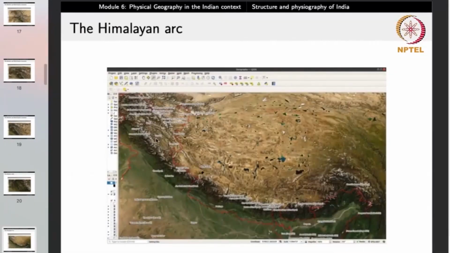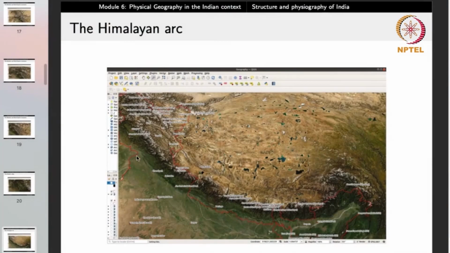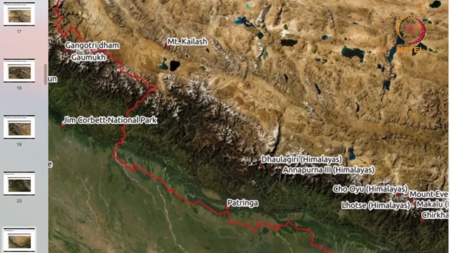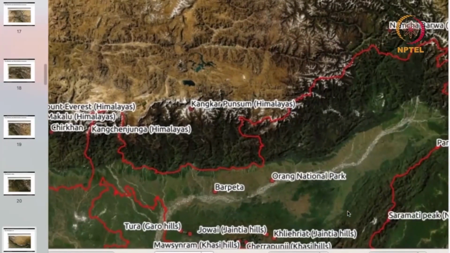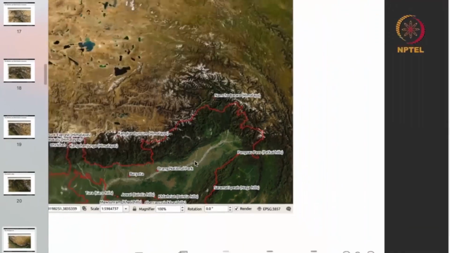Now if we look at the Himalayan arc that traverses the north of the country, so if you look at it in 3D, this is the Himalayan arc. Now the Himalayan arc forms our northern boundaries, and in this area we have the Mount Kailash, Dhaulagiri, Annapurna and so many other peaks up to Namcha Barwa.